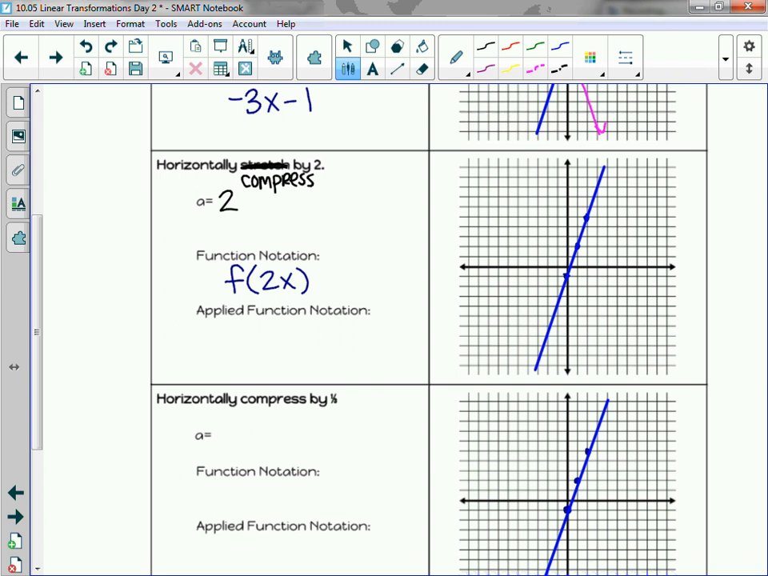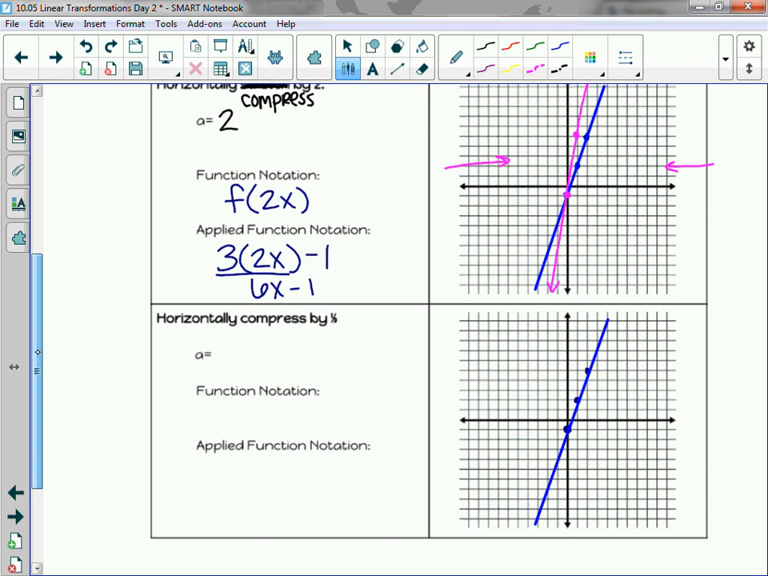So what does that look like for our function? We've got 3 times 2x minus 1. So what's the only thing that's changing here? Your slope, 6x minus 1. So let's graph. So I've horizontally compressed. We've pushed the line from the horizontal sides, which has shifted it up to look kind of like a vertical stretch. So now we've changed that one to horizontal compression.